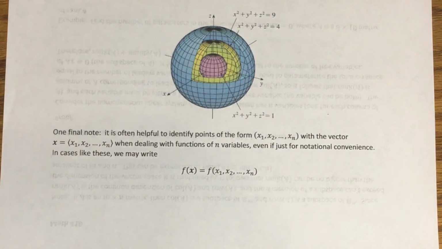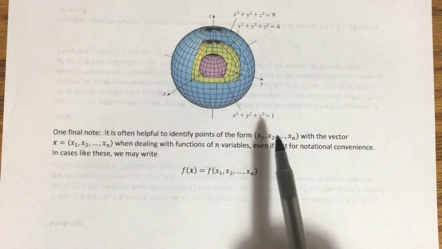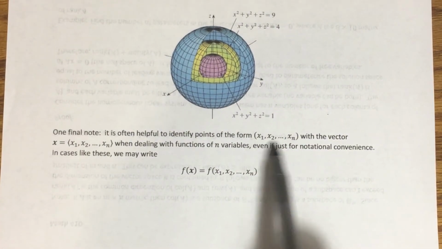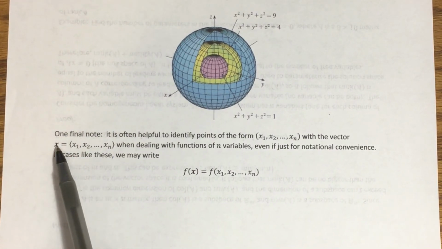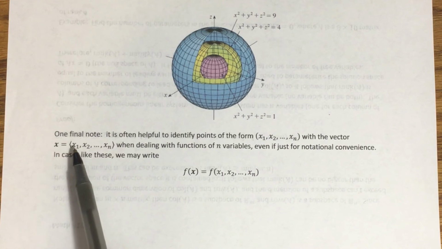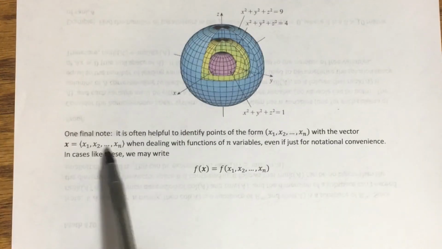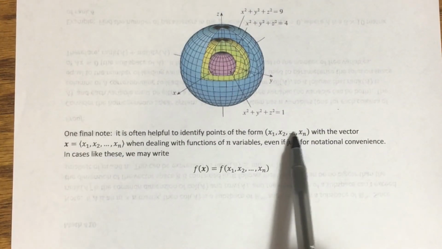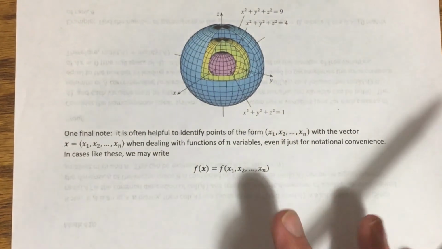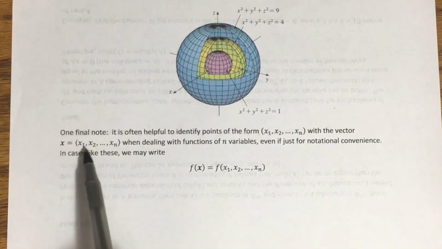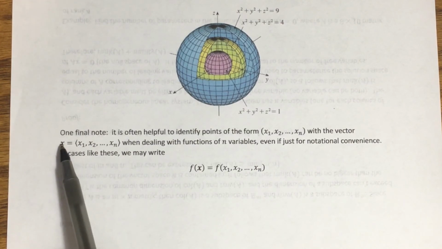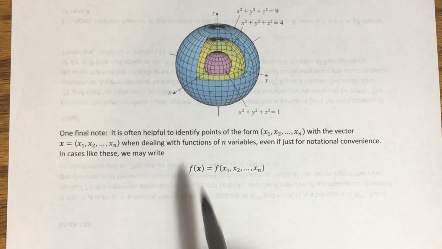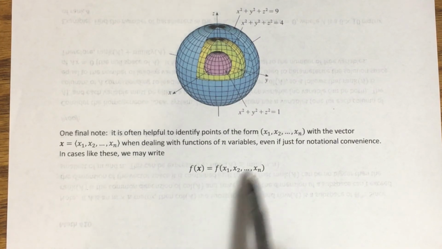But for notational convenience and some other reasons that we'll encounter later, it's usually pretty helpful to identify that ordered n tuple with a vector. So notice I'm calling this bold x the vector x1, x2, all the way through xn. You can think of that as the position vector for this point in n space. What I mean by notational convenience is that we can plug in this bolded x into our function f instead of plugging in the individual coordinates like this.